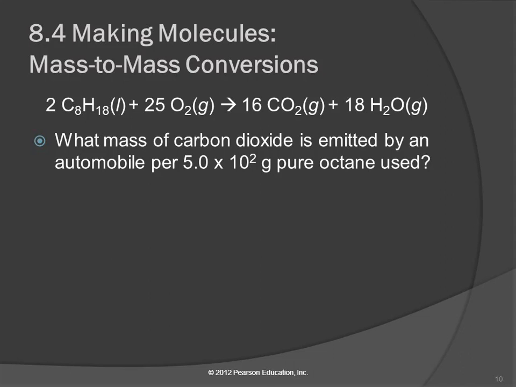So here's an example. Here we have a balanced chemical equation. This is for the combustion of octane, C8H18, reacting with oxygen, forming CO2 and water. And the question is asking us, what mass of carbon dioxide is emitted by an automobile for every 5.0 times 10 to the 2 grams of pure octane that's used?